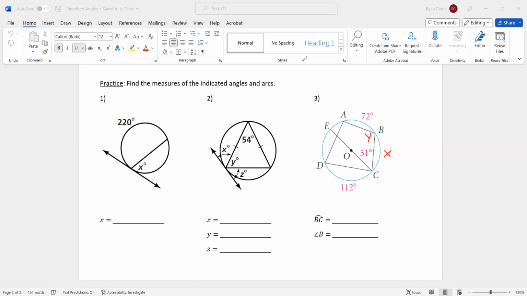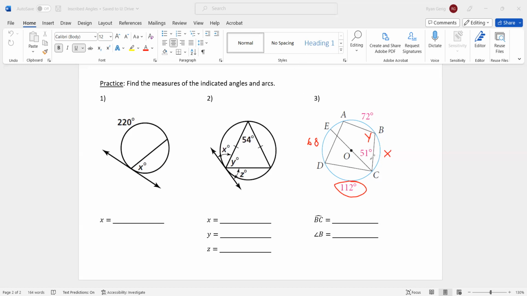Well, I see EC as a diameter. I like to look at those diameters. Those help a lot. EC is a diameter, which means it's 180 degrees. So the semicircle is 180 degrees. I've already got this 112 here. 180 minus 112 is 68. So ED is 68. Okay. I could do the same thing on the other side, but EA plus AB plus BC would equal 180. And I don't know two of those, so it's not going to help me.